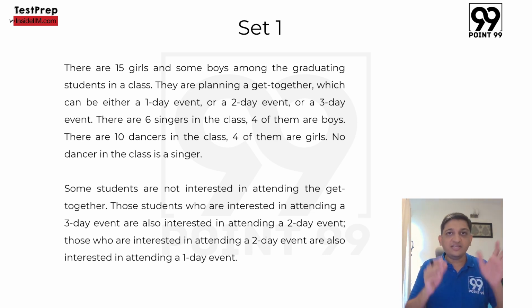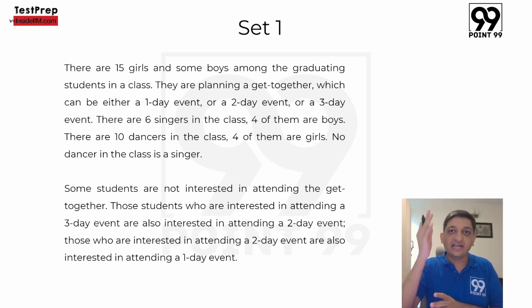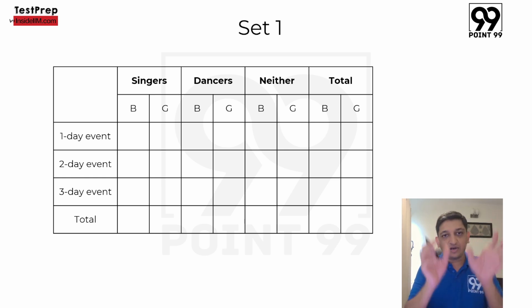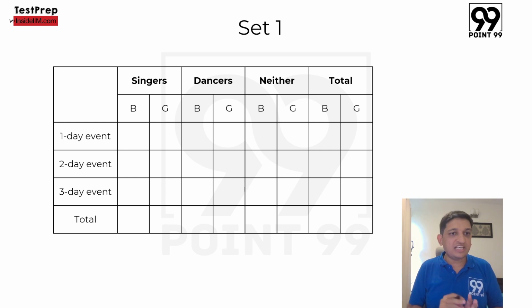So in terms of the days, we can put those in a row. So day 1 or 1 day event में how many people are interested, 2 day event में how many people are interested, and how many people are interested in a 3 day event. At the top, you can have singers, dancers, neither singers nor dancers, and then boys and girls segregated under each column. So it will look something like this in this particular context. So यहाँ पे singers, dancers, neither are all the columns that we have. टोटल यहाँ पे एक रखा हुआ है, एंड 1 day event, 2 day event and 3 day event are the three rows that we have.